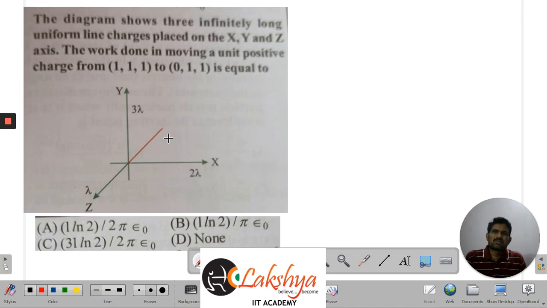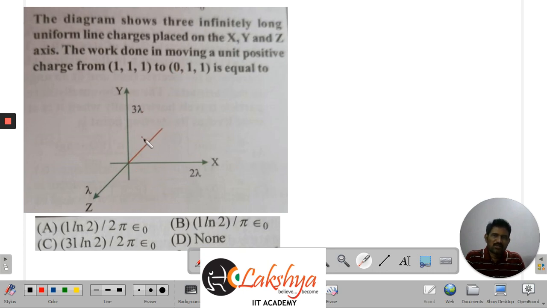Yeah, this one. Let us see this question now. In the diagram, three infinite uniform lines of charge are placed along the x, y, z axes. The work done in moving a unit positive charge from (1,1,1) to (0,1,1). So now the particle is initially somewhere in the space here. Now it is displacing through this yz plane, because here x is equal to 0. So the particle is moving parallel to the x axis, right?